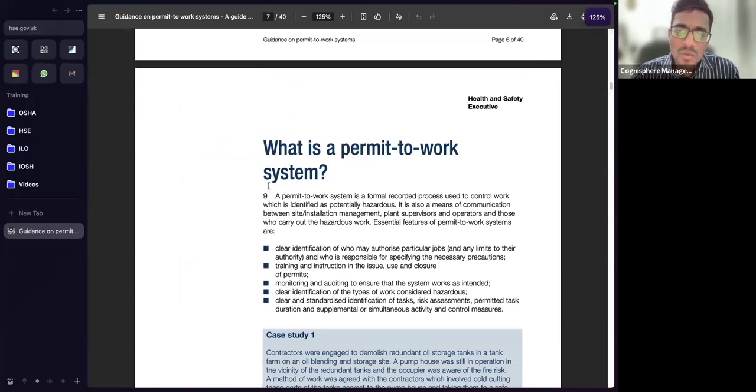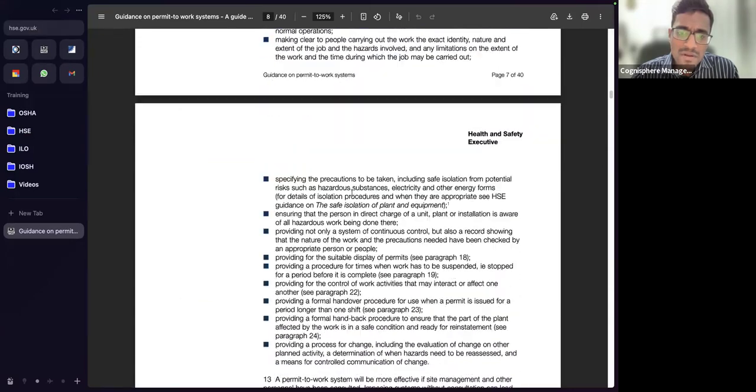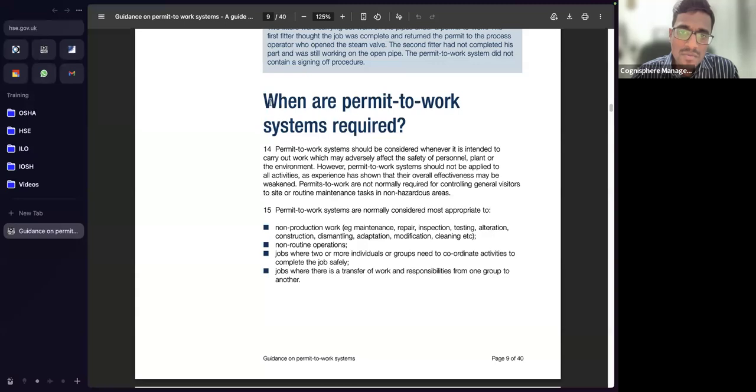So what is a permit to work system? And what are the elements in the permit? So when are permits required? Like I said, permits are normally considered most appropriate for non-production work. For example, maintenance, repair, inspection, testing, or non-routine operations. So any task that is not your routine task. Or jobs where two or more individuals or groups need to coordinate activities to complete the job safely, or jobs where there is a transfer of work and responsibilities from one group to another. So these are the requirements where a permit would be considered more appropriate.